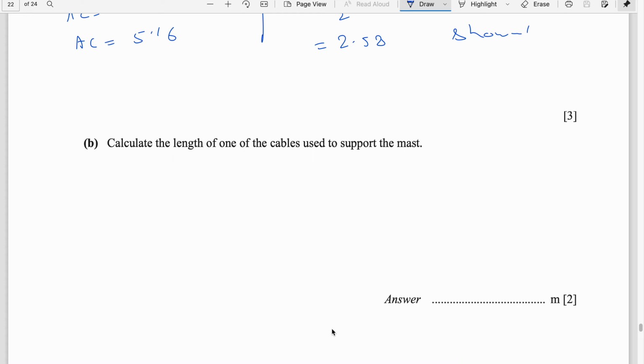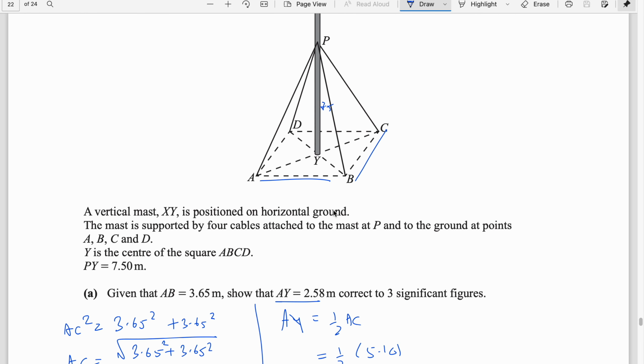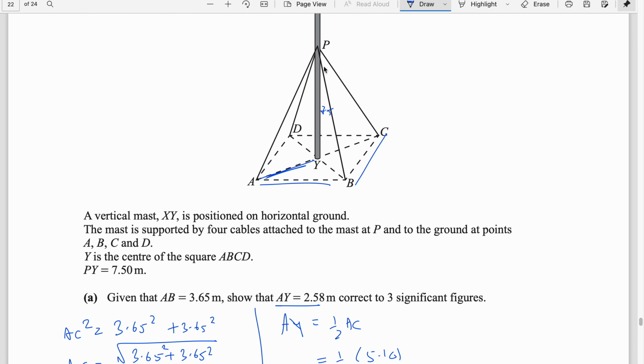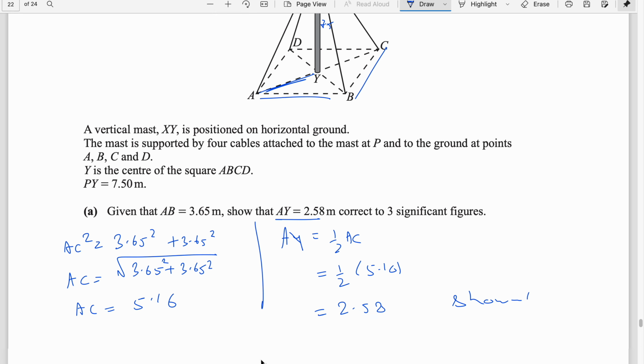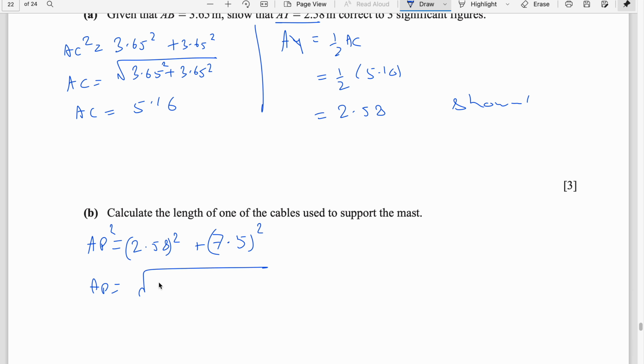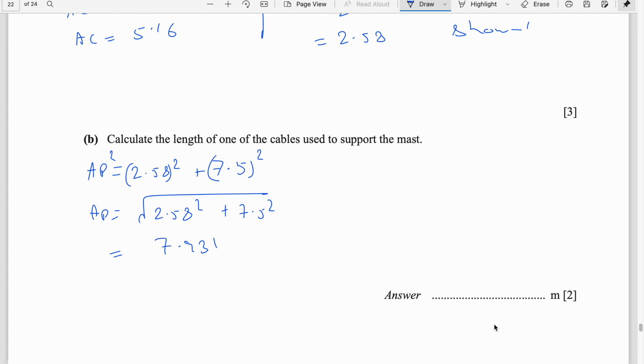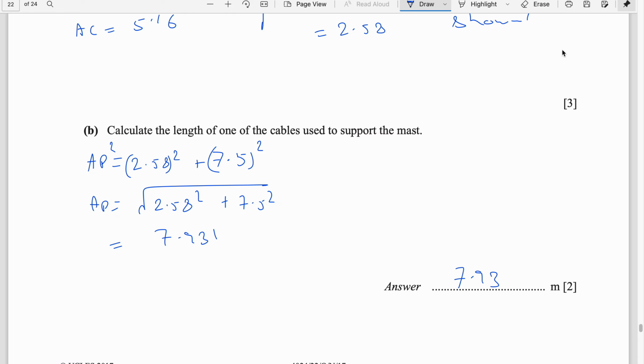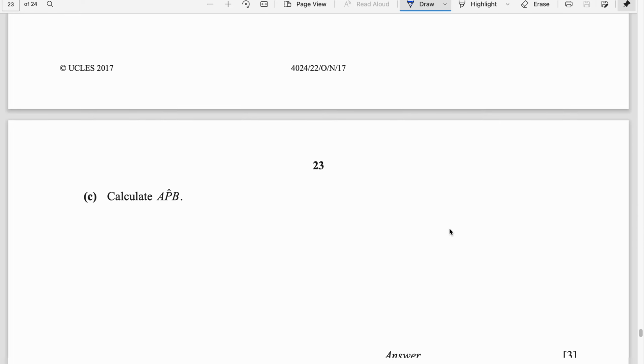Calculate the length of one of the cables used to support the mast. So we have AY, we have 7.5 and AP. Applying Pythagoras theorem, AP is the square root of 2.58 squared plus 7.5 squared, and you're left with 7.931, approximately the length of one cable.